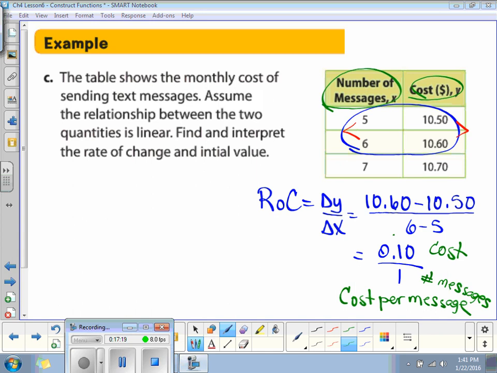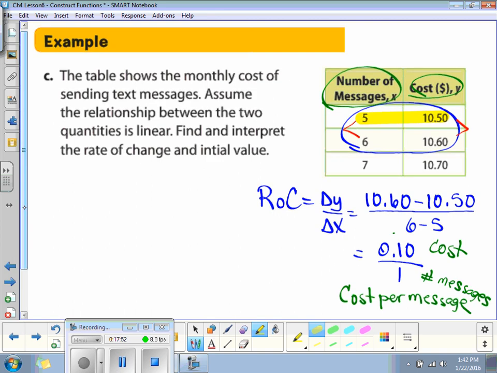Do I have an x and a y to put in there to substitute into my equation to find my initial value? Yeah, I have 3 of them, right? I have 3 pairs. X comma y, x comma y, x comma y, right? You got it? So, does it matter which one I choose? No, it doesn't matter which one I choose. So, I'm going to go ahead and choose that one. X comma y. Okay? So, in my slope-intercept form, y is equal to mx plus b, we can substitute the 5 and the 10.50 in for x and y.